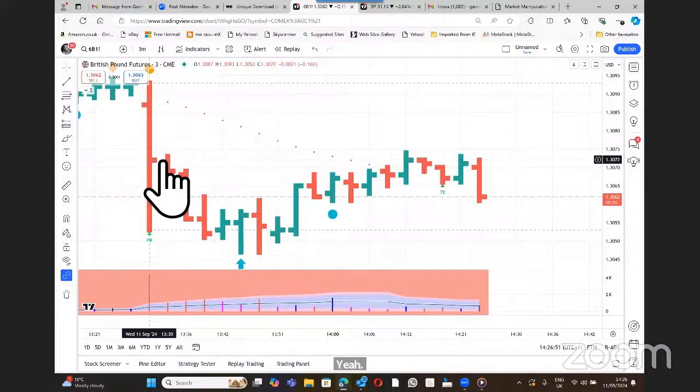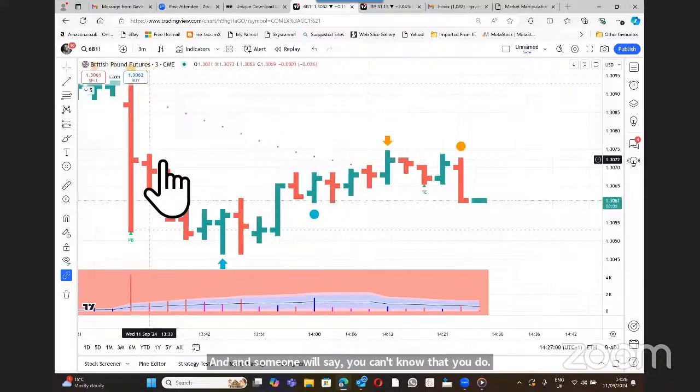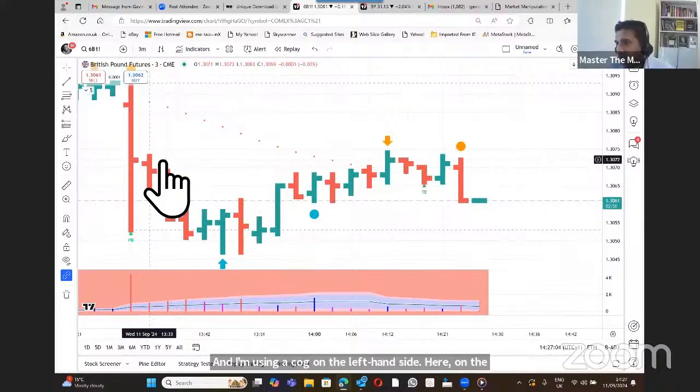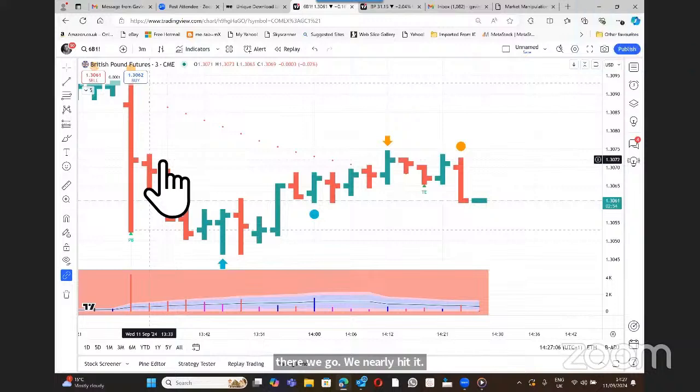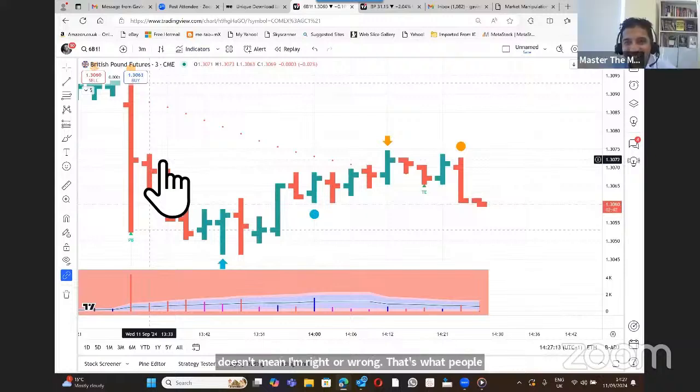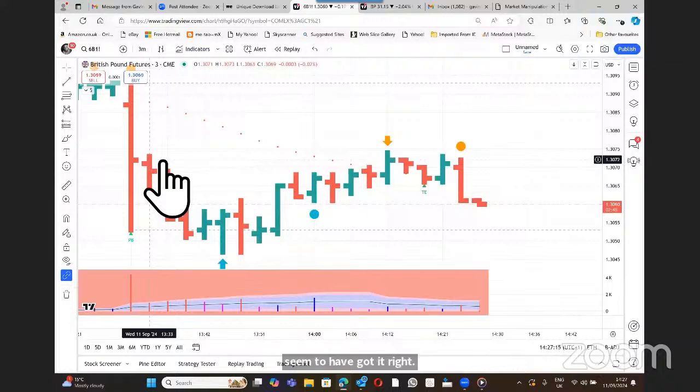Now I know the next level, and someone will say, "You can't know that." You do. And I'm using a Cargill chart on the left-hand side here. There we go. We nearly hit. SMI confirmed it as well. Yeah, I've got it on the other screen. Now that doesn't mean I'm right or wrong. That's what people say, "Oh, well, you seem to have got it right." Yeah, that's right. Do you want the next level? Everyone's going, well, what's the next level? 3045. Watch.